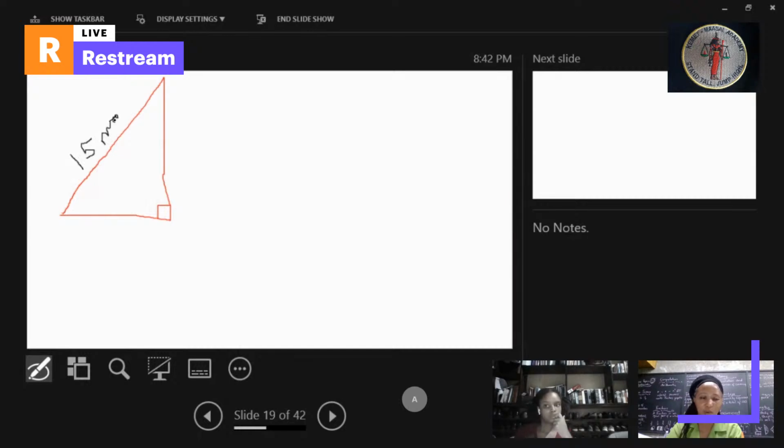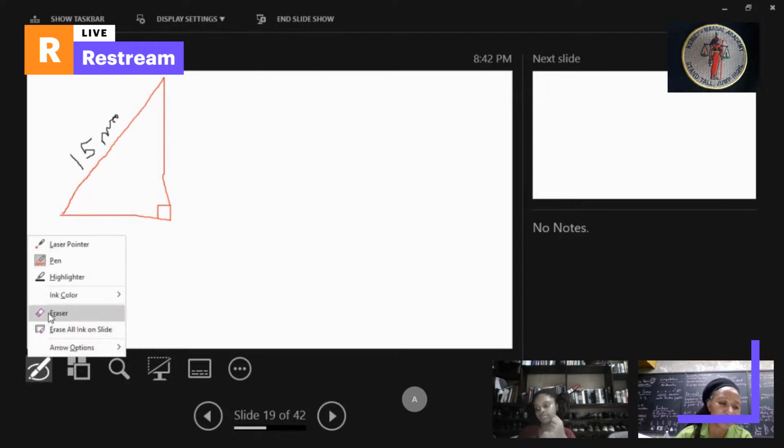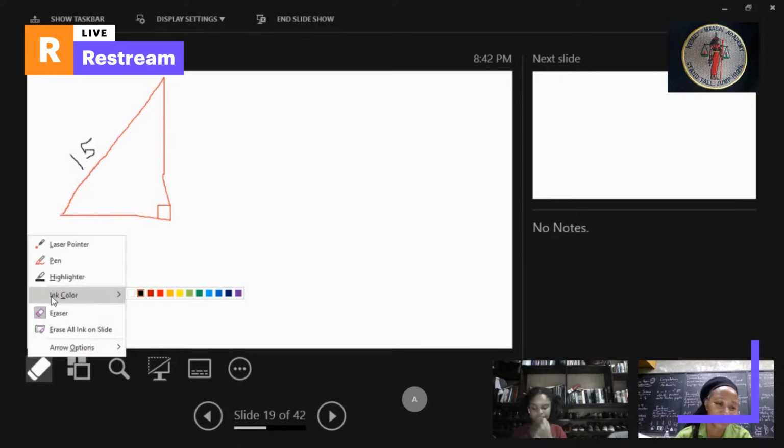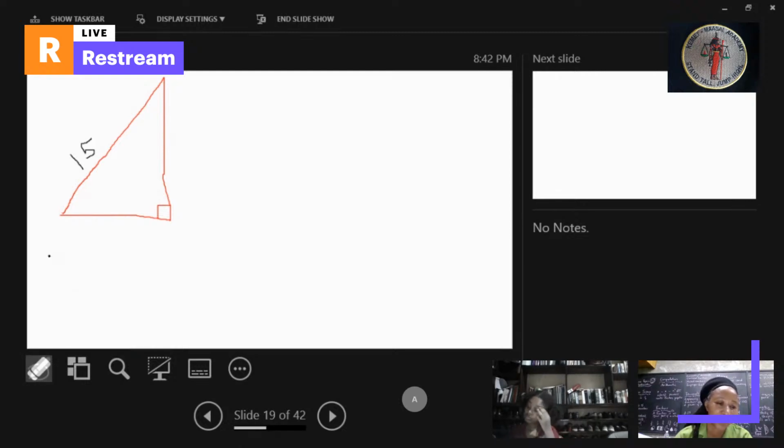So we have 50. Why is my mouse doing this? Why is my mouse misbehaving? It's like it wants to do this quickly wiggly.